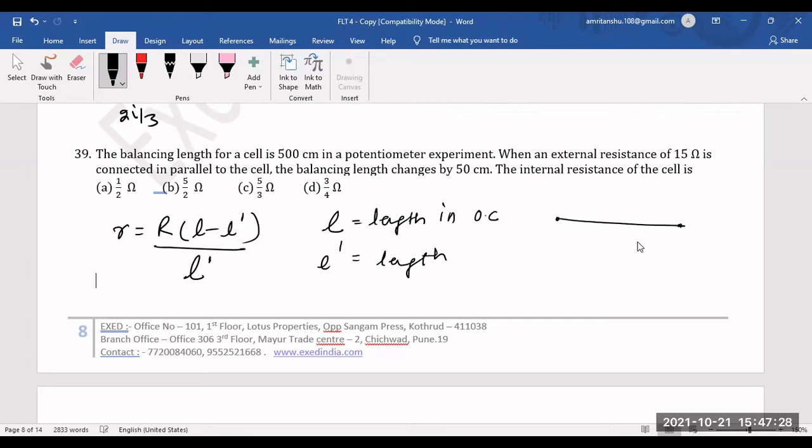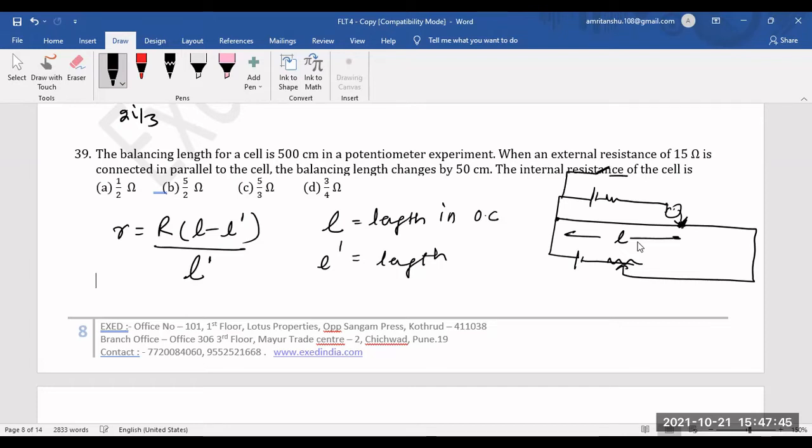So for example, let's say this is my potentiometer of some length L, and I connect it to this point. Now if I switch it off, with the external resistance also there, and then you connect it, that is the length in open circuit. And L dash, what happens when you close the circuit? This external resistance R over here, when you close it, this length slightly changes. This is the length in closed circuit.